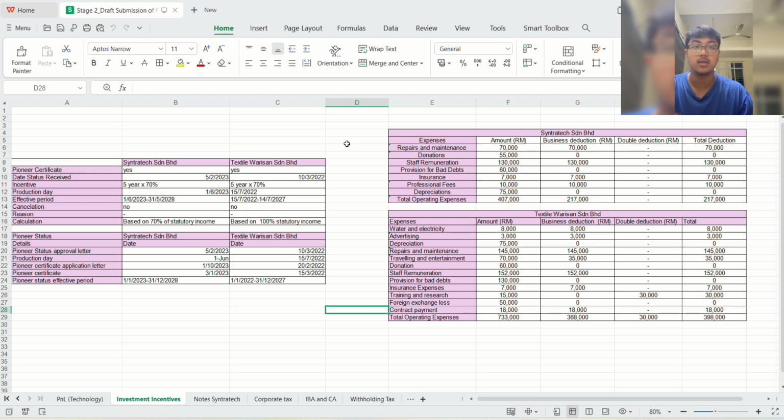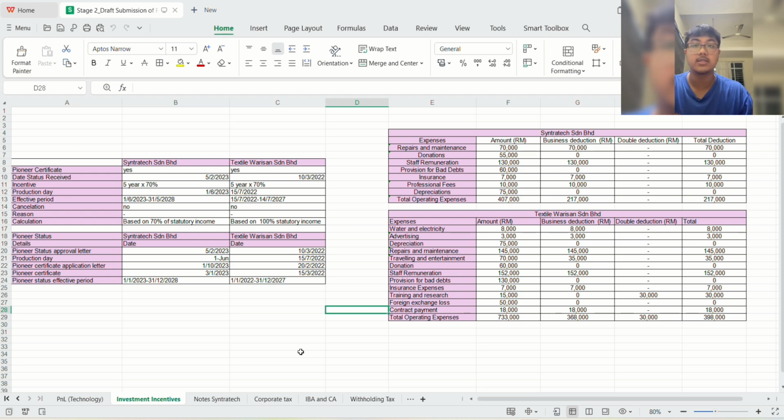Sintratech was awarded a 5-year incentive with a 70% tax exemption effective from 1 January 2023 to 31 December 2028. Meanwhile, Textile Warisan received a full 100% exemption over a similar 5-year period from 1 January 2022 to 31 December 2027. This incentive can significantly reduce a company's tax burden, encouraging investment and expansion. Both companies began production activities around their respective approval periods and were not subject to cancellation.